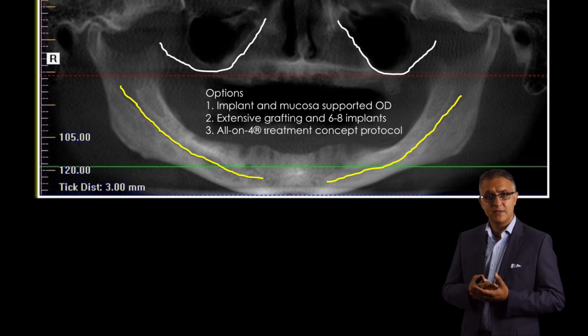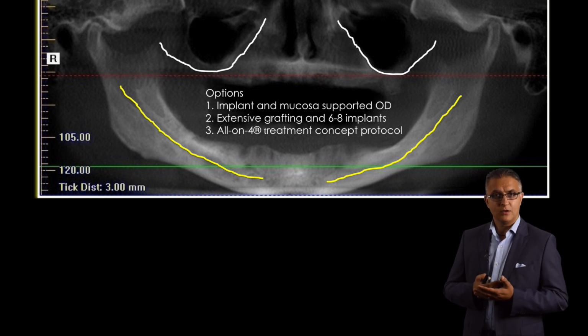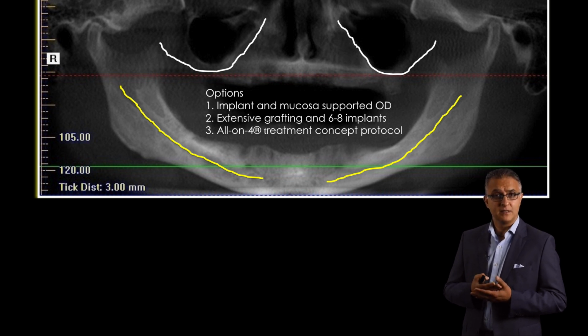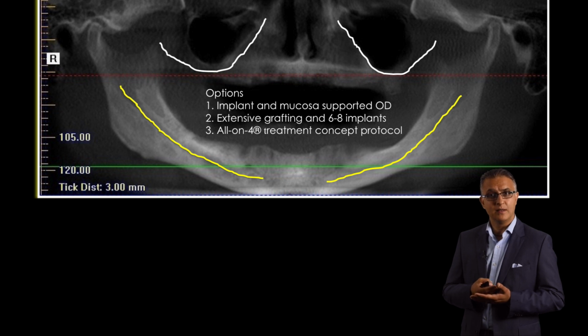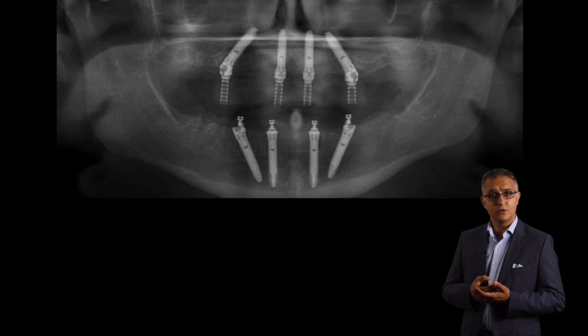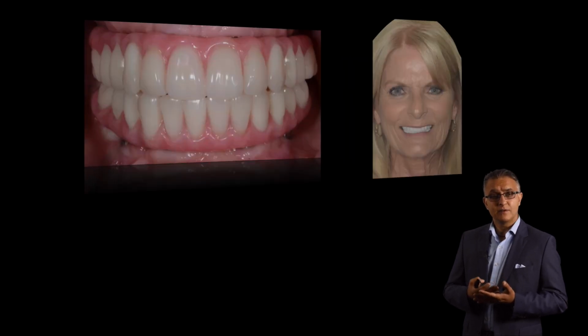Now, definitely some of you may say implant and mucosa-supported overdenture. There'd be nothing wrong in that. And we're going to go into that a little bit later on in the online course. Some of you may say extensive grafting and placing 6 to 8 implants. But some of you will know that the All-on-4 treatment protocol was designed for this type of situation, and it works extremely, extremely well. And this is exactly what we had done in this patient. And this patient walked out the door with teeth literally that very same day.